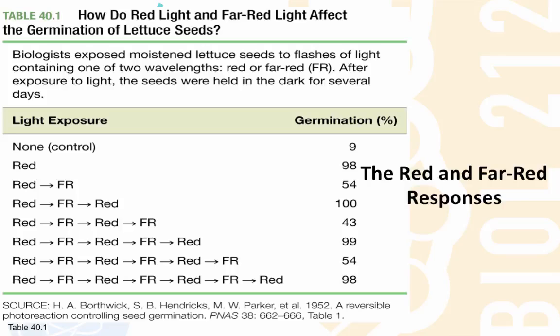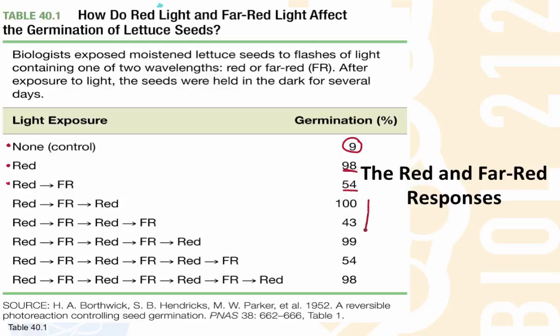After exposure to light, the seeds were held in the dark for several days. As we can see, when the seeds were not exposed to any light, a very low percentage of seeds germinated. On exposure to red light, 98% of the seeds germinated. When this was alternated with far red light, the number of seeds that germinated dropped down to 54%. Almost half of the seeds that germinated when exposed to only red light.